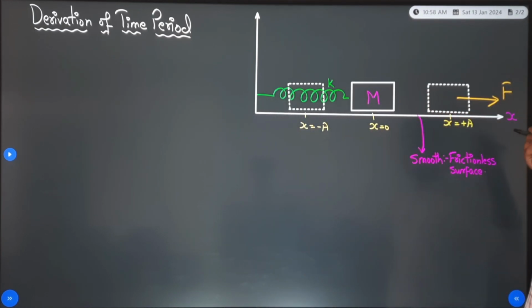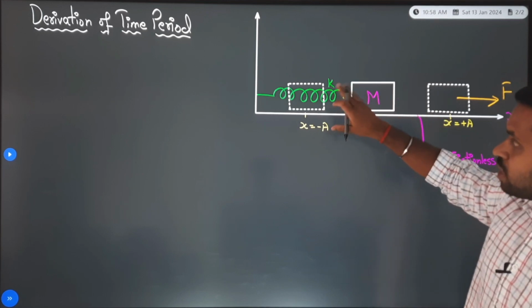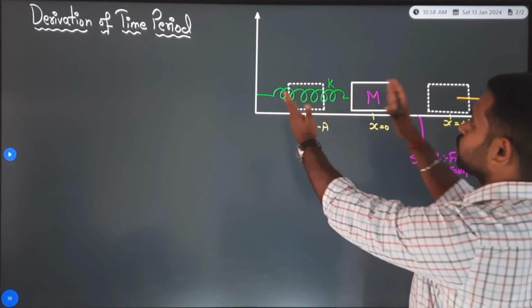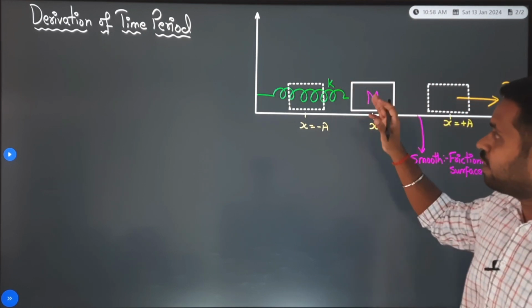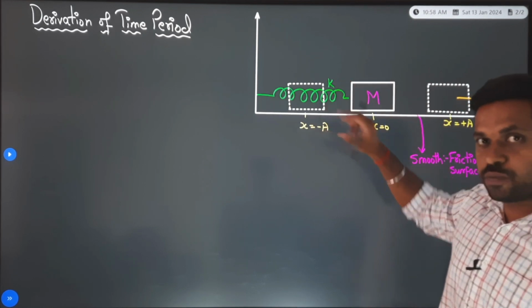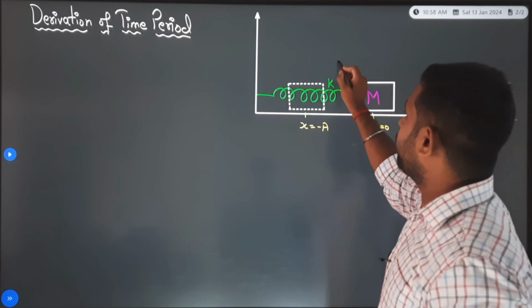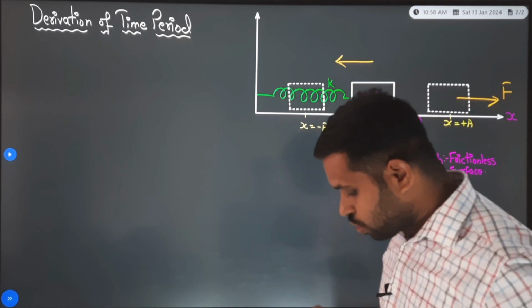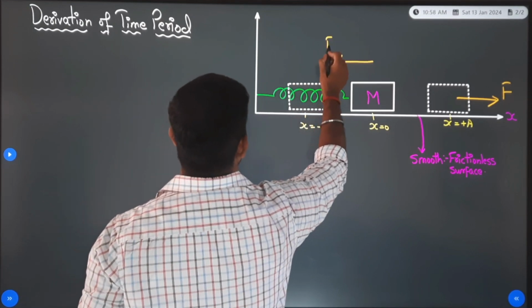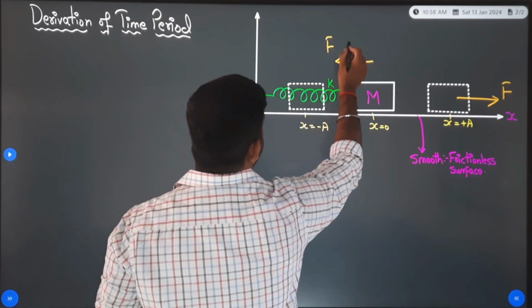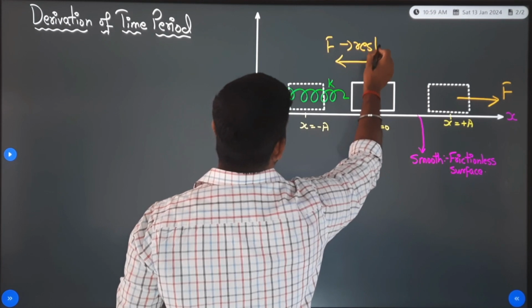When I pull it towards the right, you know very well that the spring is going to get stretched. When I pull this mass, the spring will be stretched, and from within the spring there will be a force that will come into play. I'll call that force the restoring force. So the force that comes into play here is called the restoring force.